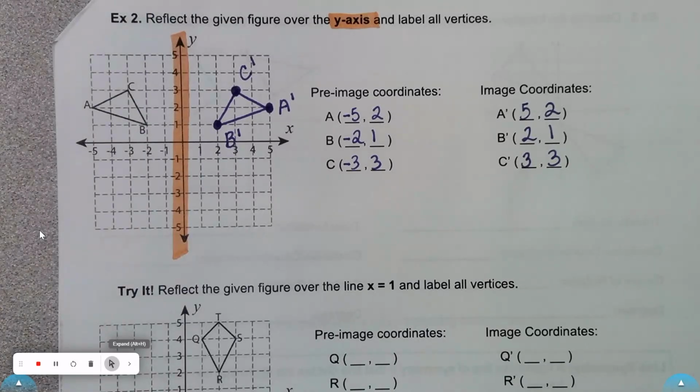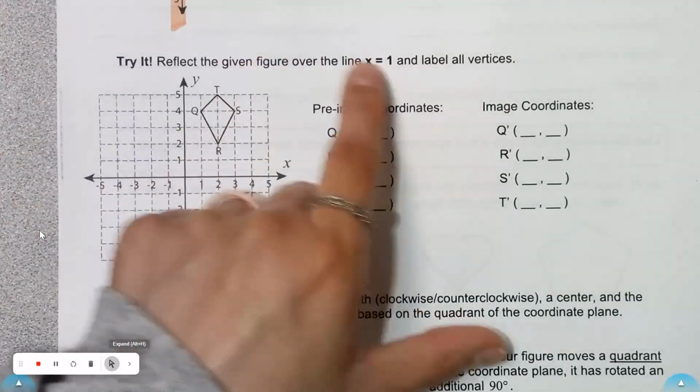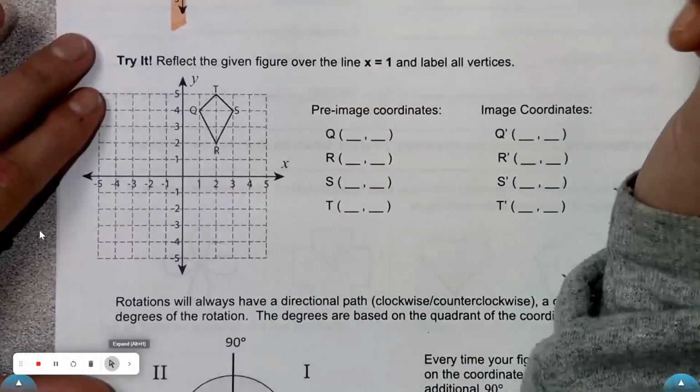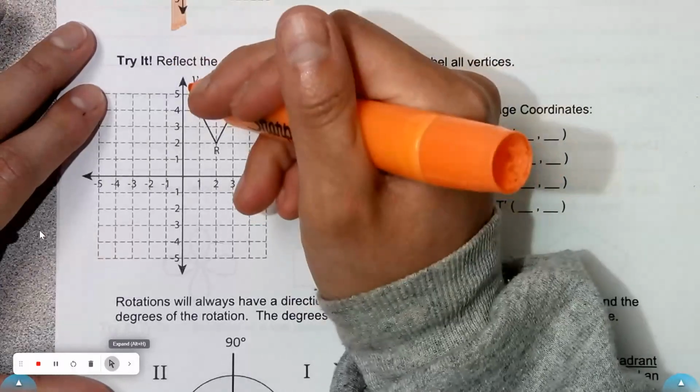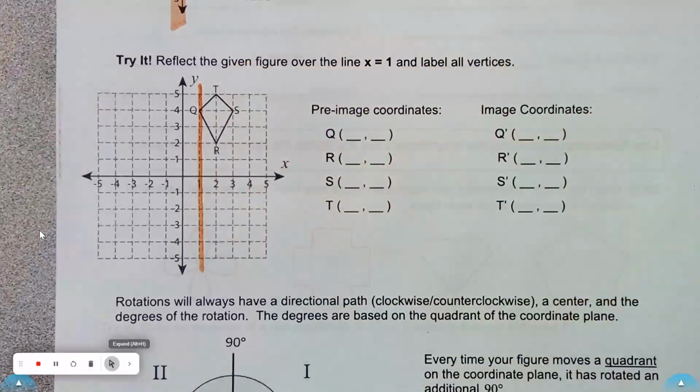All right, I hope you get started on the next one to try it, and then ultimately I'll have you try it by yourself. So here it says reflect over the line x equals 1. Okay, this one is tricky. X equals 1 is this line right here. So it's not the y-axis, it's not the x-axis, it's its own line.